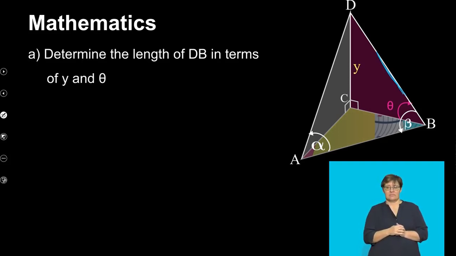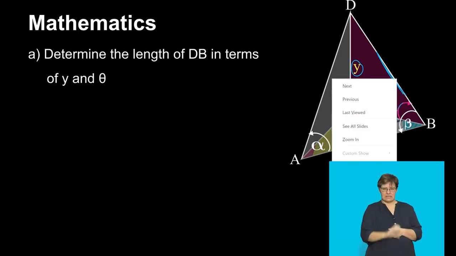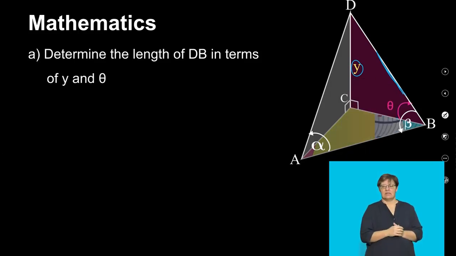Let's just examine our diagram quickly so we understand what's happening. They've given us DC is y. Theta is the angle from here, up that way in the pink triangle. Alpha and beta are part of this bigger inclined plane here. Can you see that? So alpha and beta are part of this triangle ABD, the triangle that's sitting on the inclined plane. But at the moment, all they're asking us to find is DB in terms of y and theta.